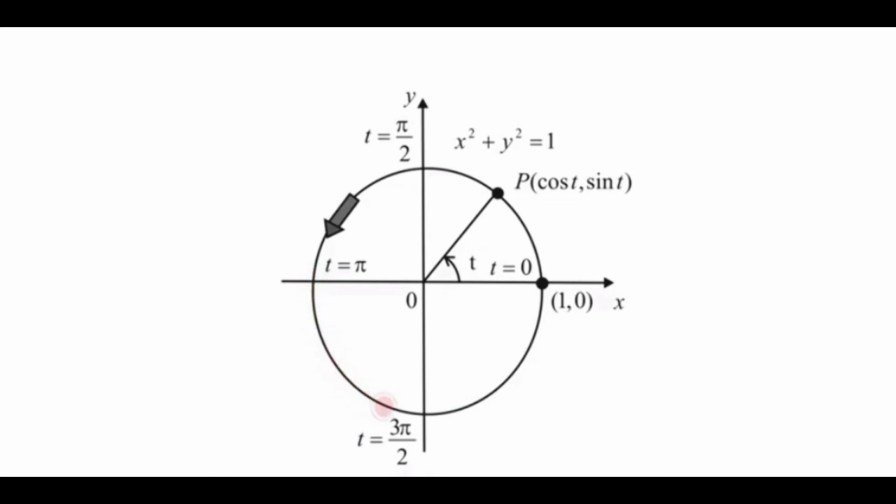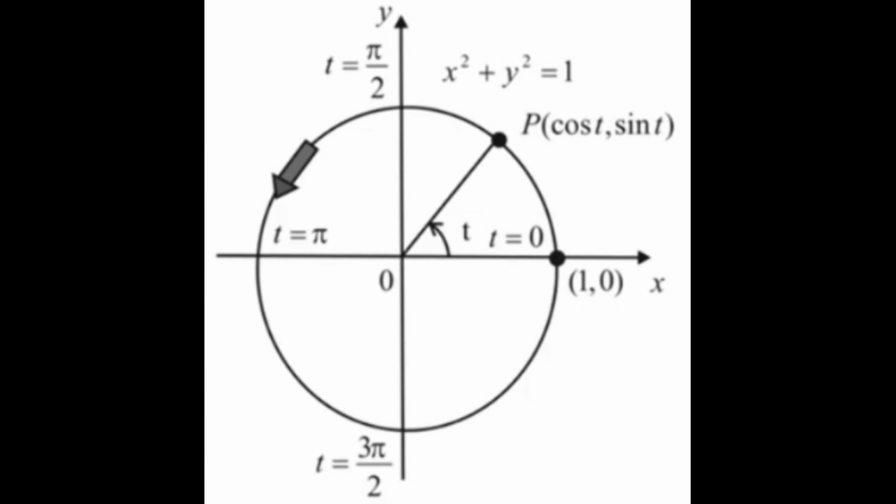When t increases from π to 2π, the particle continues around the circle in counterclockwise direction to stop at the point (1, 0). Thus, when t increases from 0 to 2π, points on the parameterized curve move in counterclockwise direction along the circle starting from (1, 0) and reaching back at the same point (1, 0).